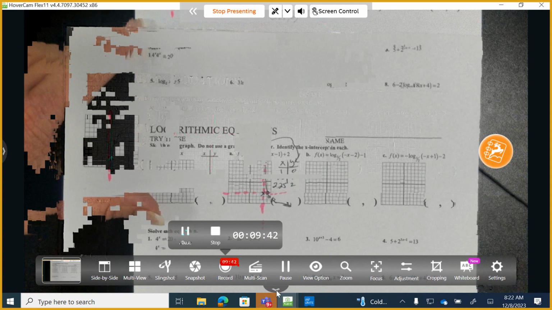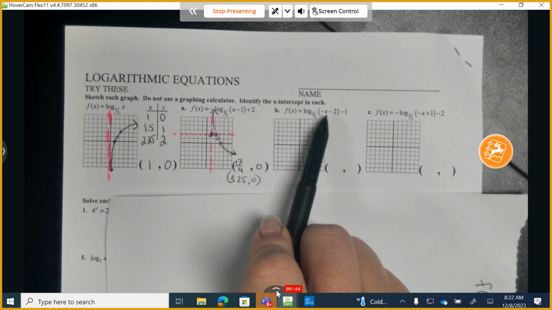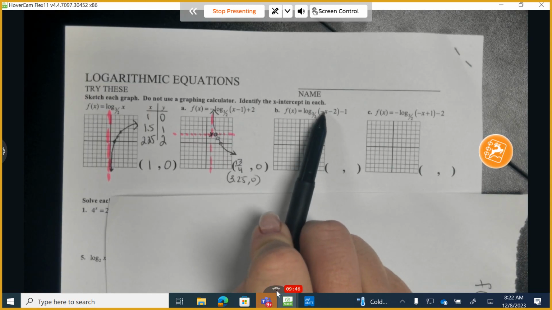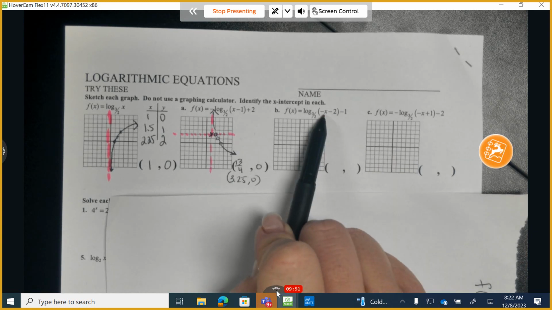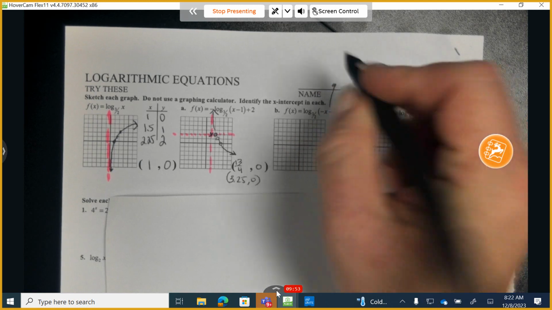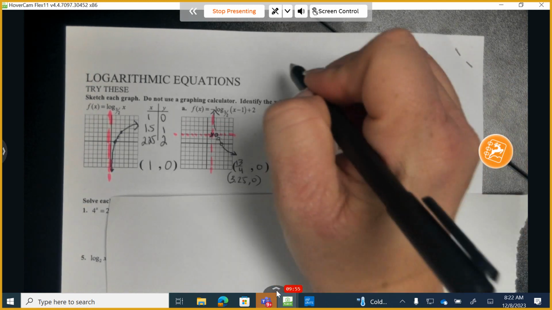If we look at B and C, we're now adding a new twist to this. Whenever there is a negative sign inside the parentheses, that would describe a horizontal shift. When there's a negative sign there, we have to rewrite it and pull out the negative sign. So please help me in rewriting this.